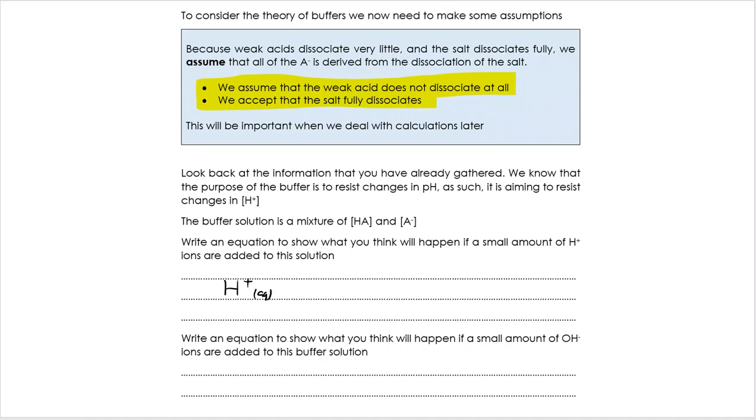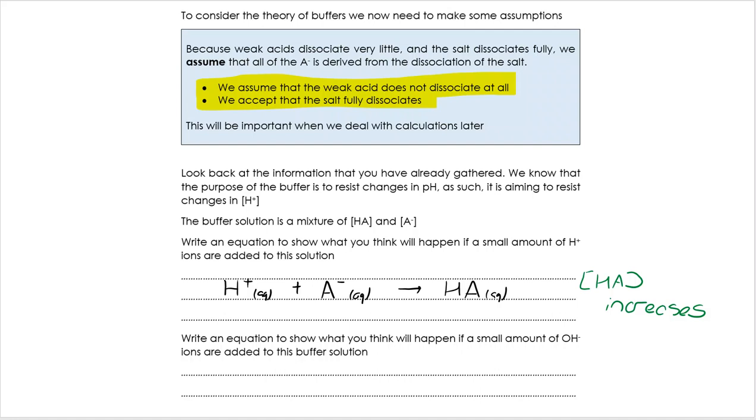Well, take my H plus. Am I going to react it with the HA or the A minus? Well, logically, I'm hoping that you're thinking it's going to go with the A minus. So my HA concentration is actually increasing there, and my A minus concentration is decreasing.